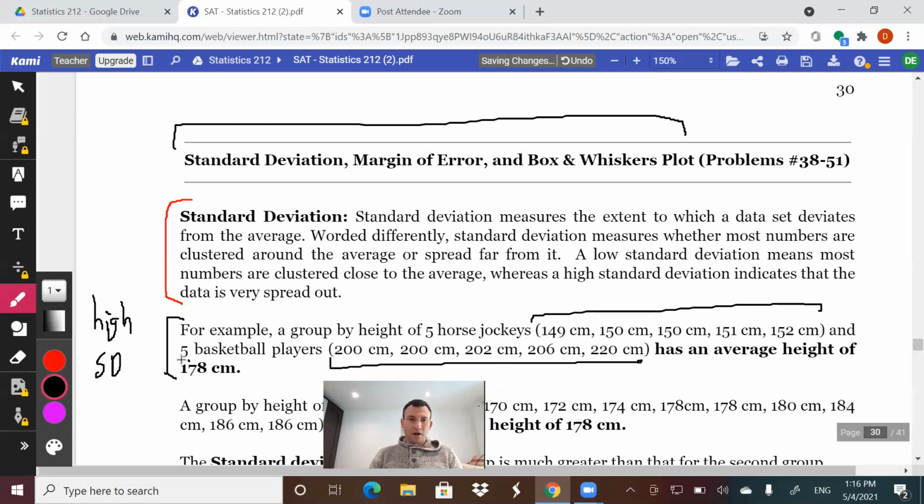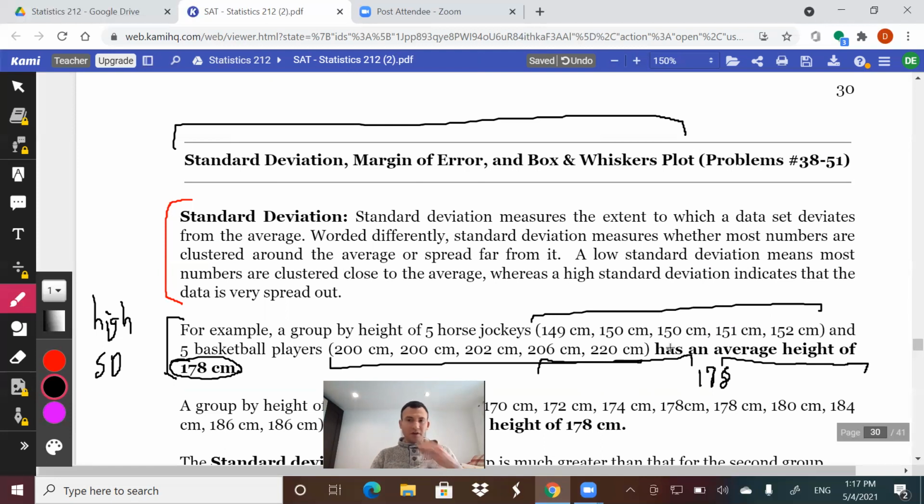Their average height is 178, but if you think about it, 178 is here, but the data points are not even close to the average. So it's not like the data is clustered around the average. So the more spread out the data is from the average, the higher the standard deviation is. The test doesn't get more detailed than that on standard deviation. They just want you to be able to recognize within a data set which one has a higher standard deviation and which one has a lower standard deviation.